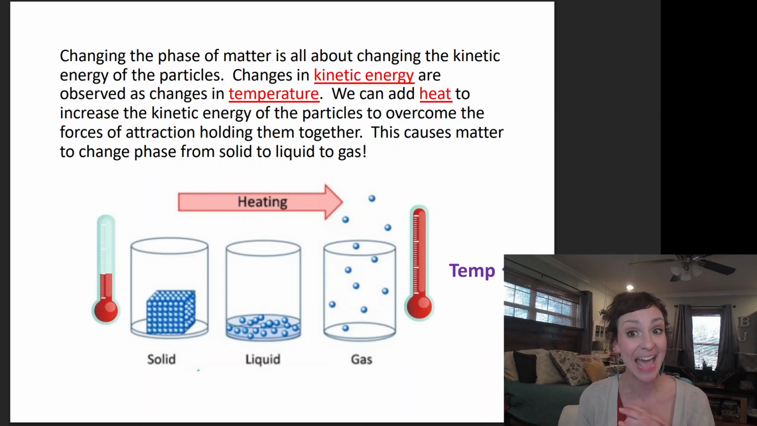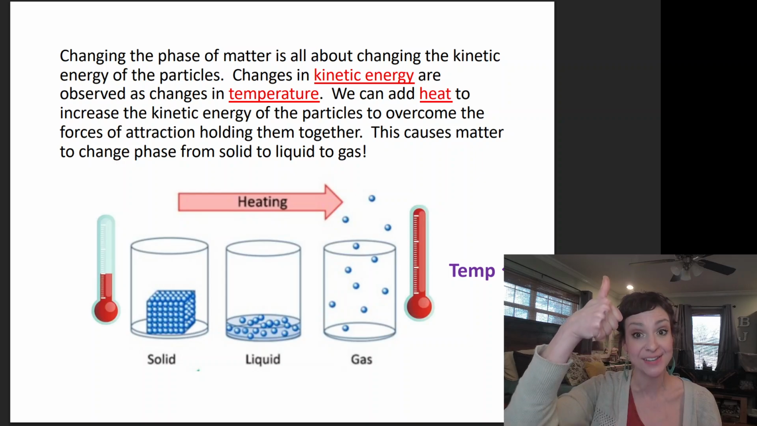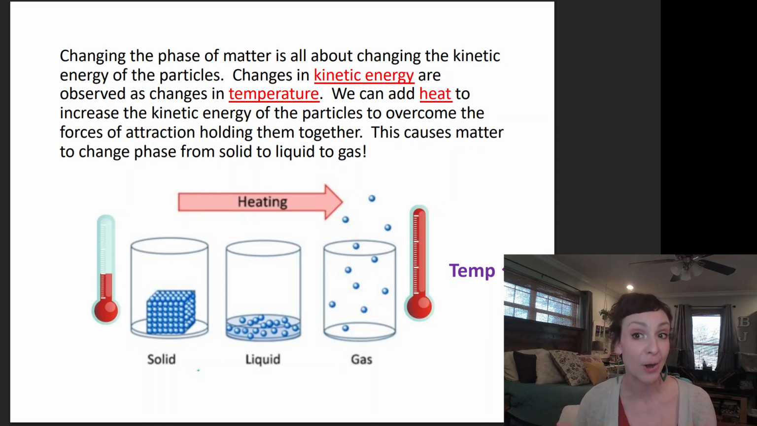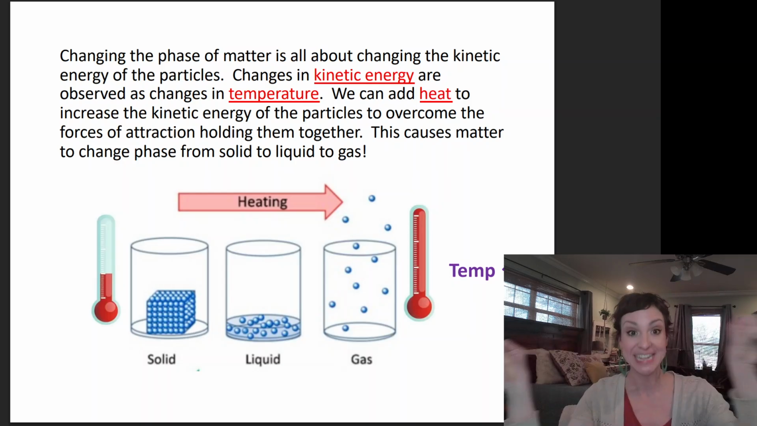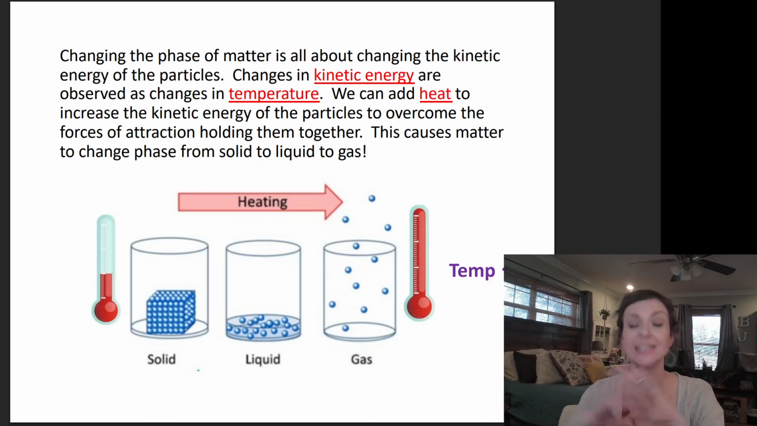So I can add heat to increase the kinetic energy of the particles, right? And that will help the particles overcome these forces of attraction holding them together. This causes matter to change phase from a solid to a liquid to a gas. It makes sense that if I'm heating something up, I'm increasing its kinetic energy, which means it's going to move much faster, to where those forces of attraction are not going to be able to contain and hold particles together. See, a lot of this is working together to give us the same result, which is fun.